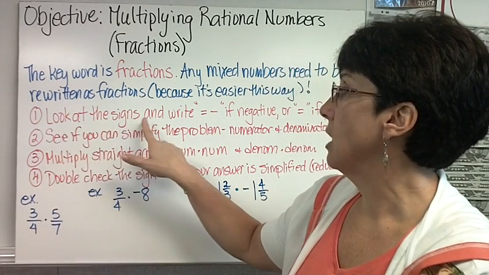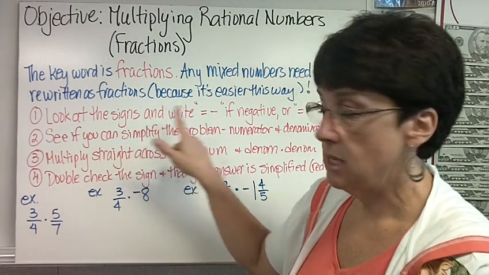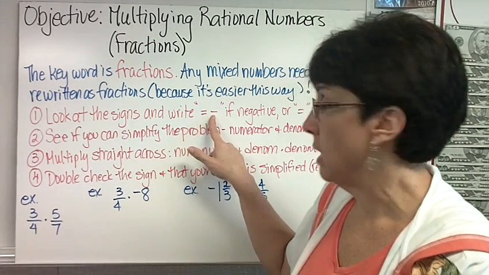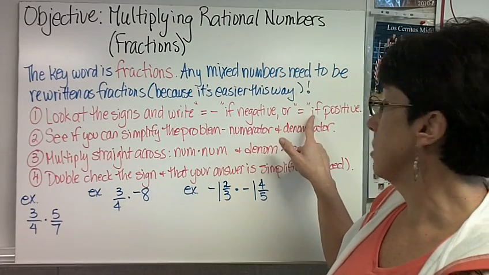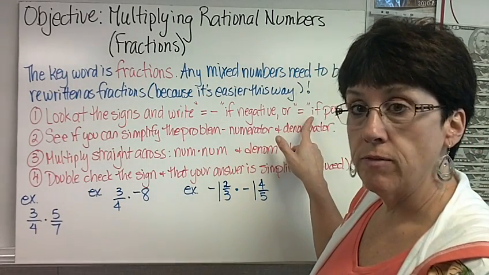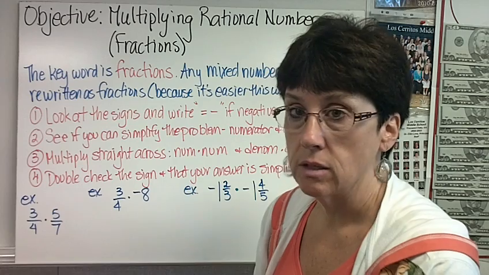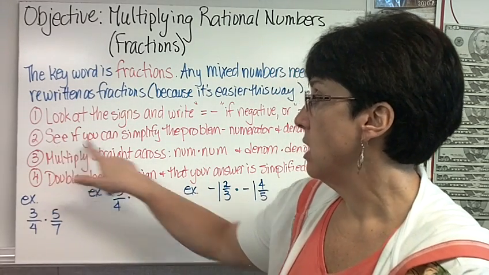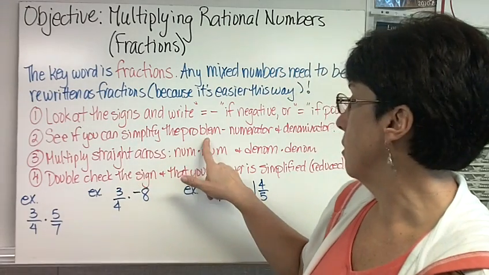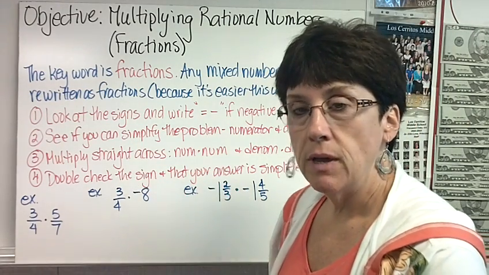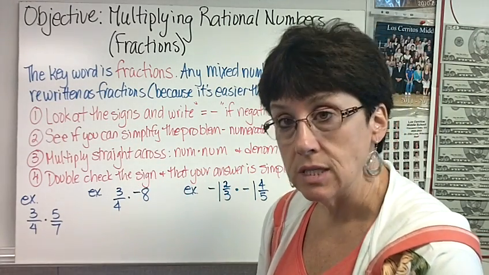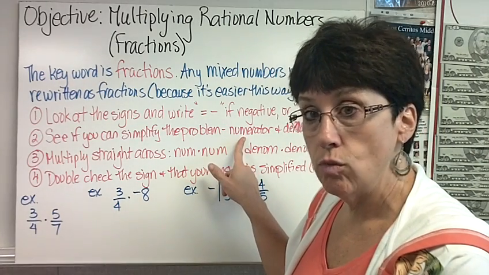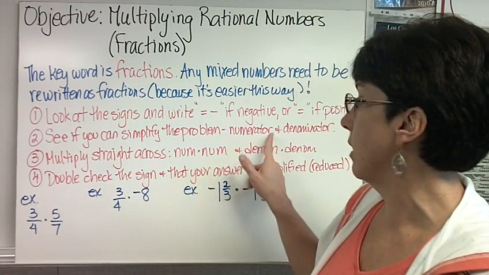Number 1, look at the signs and write equals negative after your problem, if it's going to be negative, or just equals after your problem if it's going to be positive, before you do anything else. Just decide what the sign of your answer is going to be. Number 2, see if you can simplify the problem. So simplify means do everything you can do. So in this case, it means reduce. So we want to see if there's a common factor in any numerator and denominator that we can simplify.